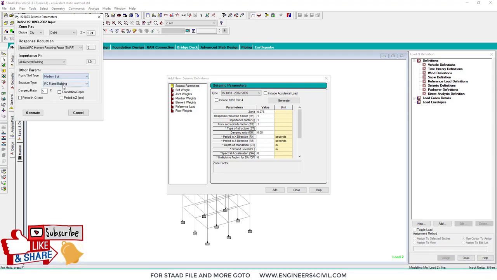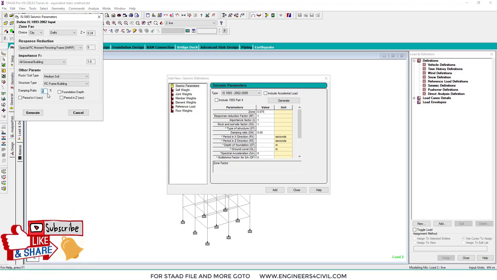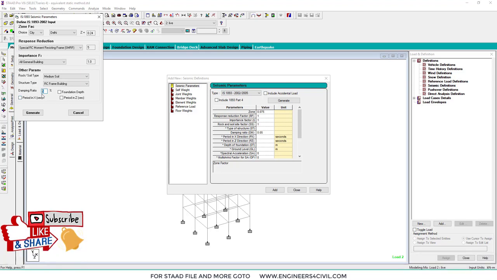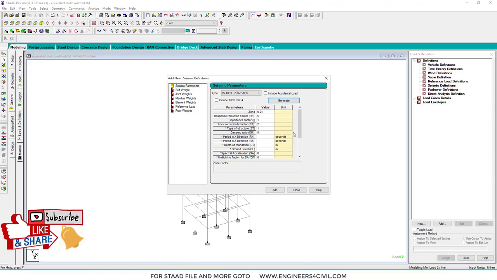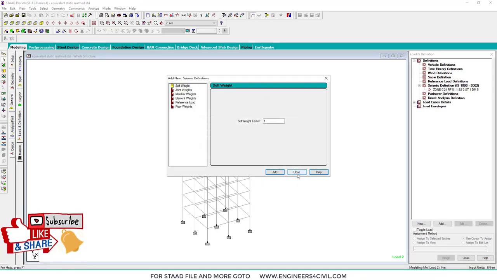Soil type, we choose medium, RC frame. Damping ratio is 5. Damping ratio means it's the property of the material, how much energy it absorbs or how much oscillation is reduced by the material. It means if you accelerate or oscillate some material, 5% of that oscillation is absorbed because of the material property. For concrete this is 5%. Click on generate, add and close.